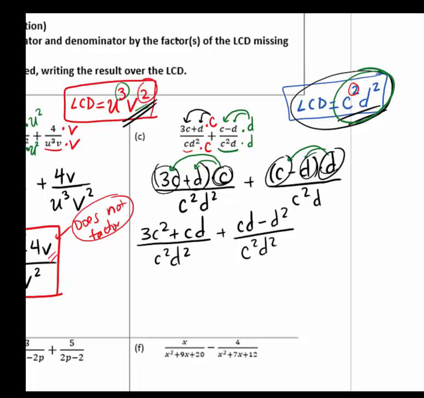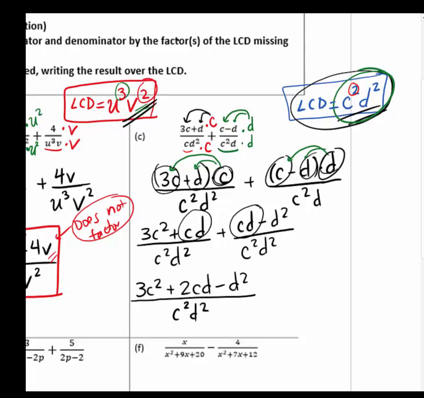Alright, now we're able to add the numerators. If you want, you can just add them like terms right away. But I see that the 3c squared in the first numerator has no like term in the second numerator. But the cd and this cd are like terms. One cd plus another cd makes 2 cds. And then you've got the minus d squared, that has no like terms, so it's pretty much on its own there. And it's all over that common denominator, c squared d squared.